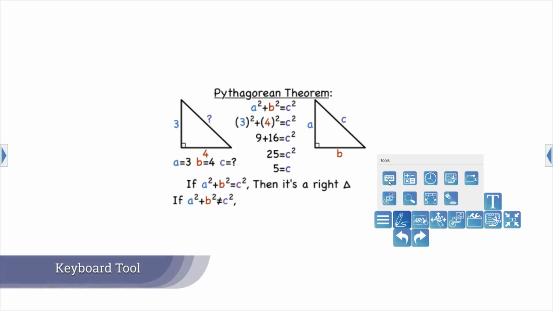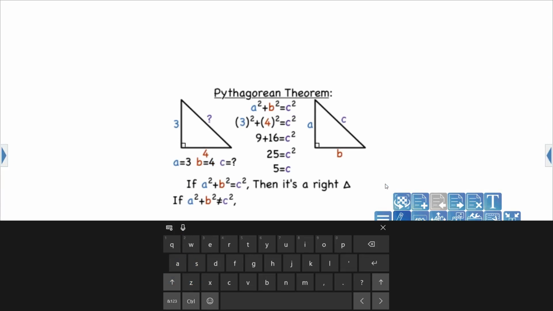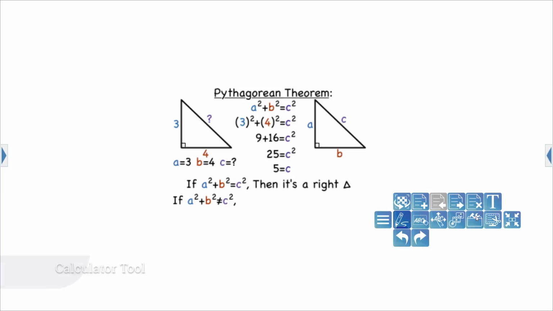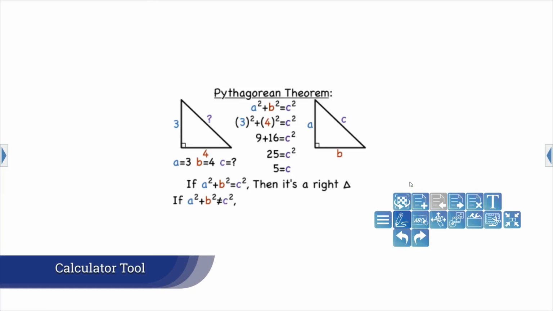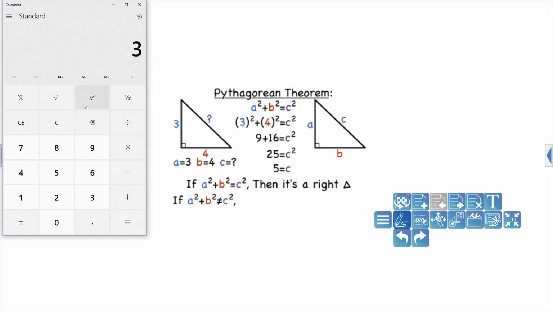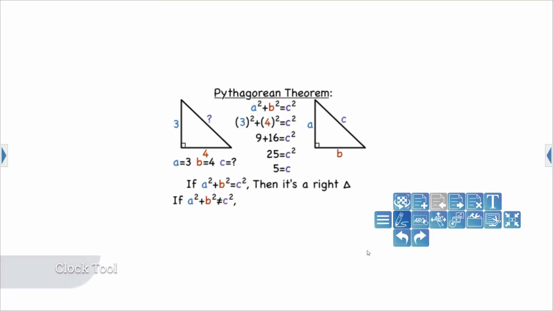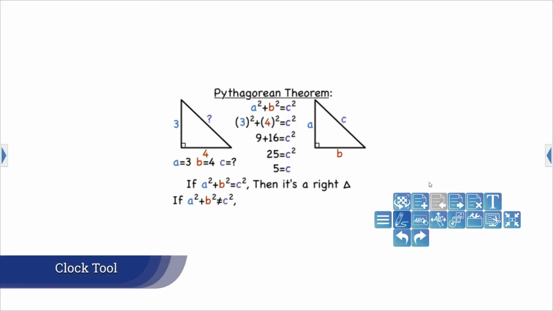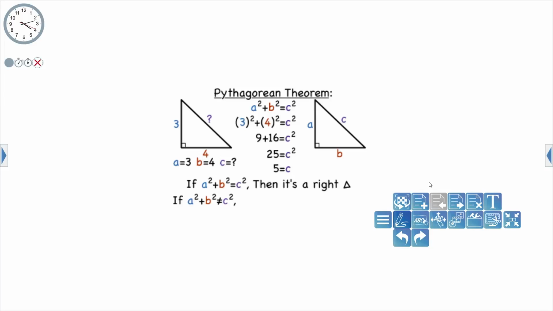The Keyboard button will pull up the on-screen keyboard, allowing you to use typed text. Basic calculations can be done with the Calculator tool. The Clock button pulls up a clock in the top left corner of the screen to show you the time. You can also turn this clock into a stopwatch or a timer.